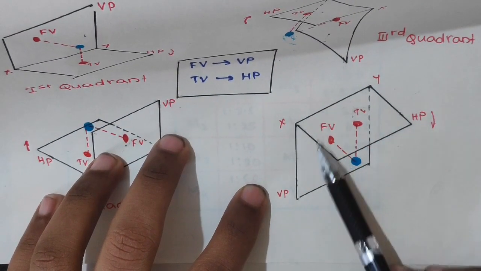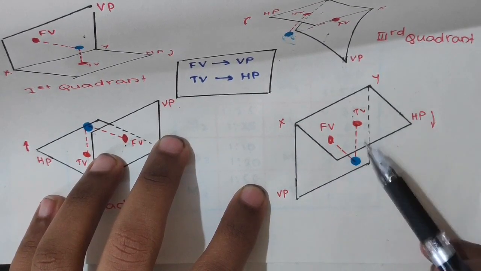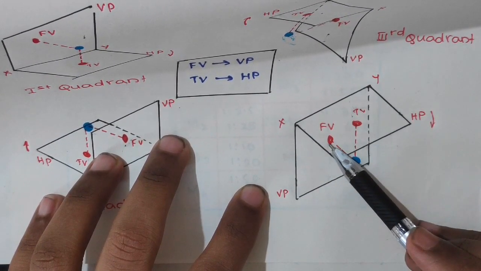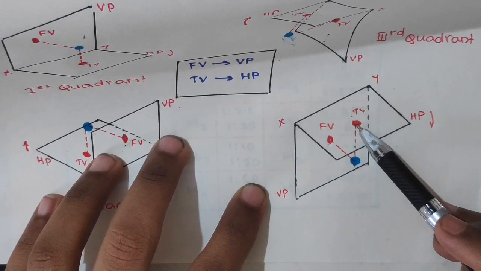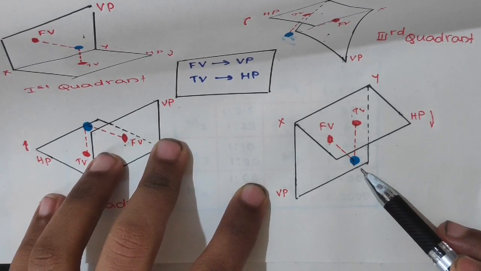You have the horizontal plane, you have the vertical plane. The object is placed between the horizontal and vertical plane. So the front view will be on the vertical plane, the top view will be on the horizontal plane. So these sizes will again be the same as that of this object.